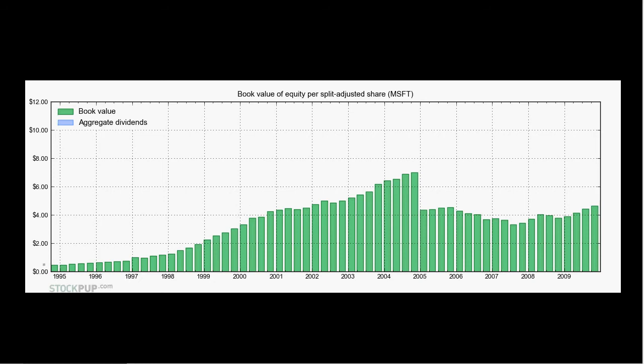The value of equity per share, and I've adjusted these numbers for stock splits so that we can compare them across the years, has been growing very, very nicely from 95 till about 2005. In fact, it has increased more than 10 times in that period, which is a return of about 25% per year. That's spectacular. But then in 2005, there was this very noticeable drop in equity per share. It turns out that it has a benign explanation.